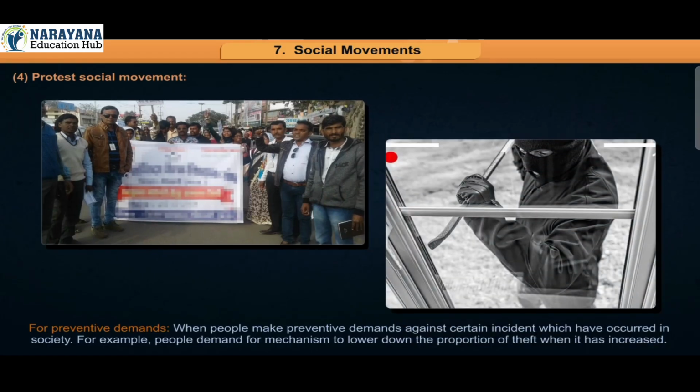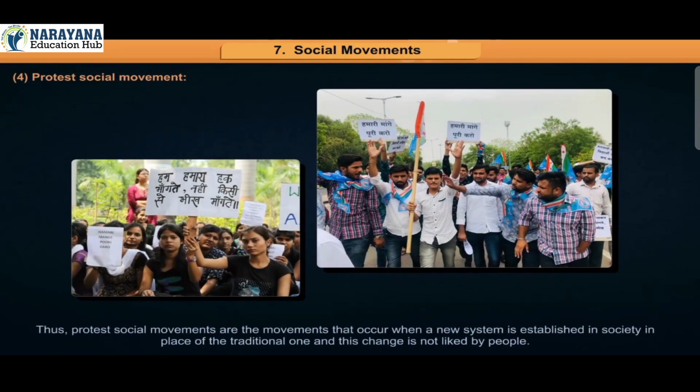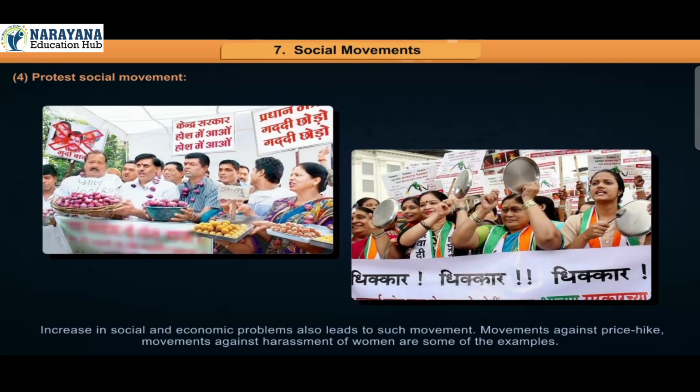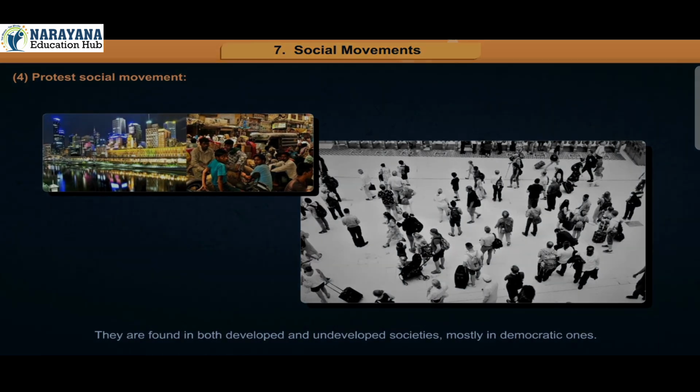For example, people demand a mechanism to lower the proportion of theft when it has increased. Thus, protest social movements are the movements that occur when a new system is established in society in place of the traditional one and this change is not liked by people. Increase in social and economic problems also leads to such movements. Movements against price hike and movements against harassment of women are some examples. They are found in both developed and undeveloped societies, mostly in democratic ones.